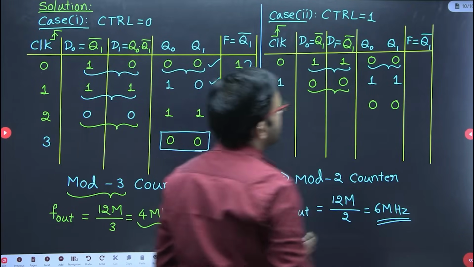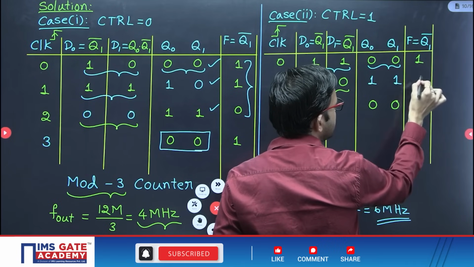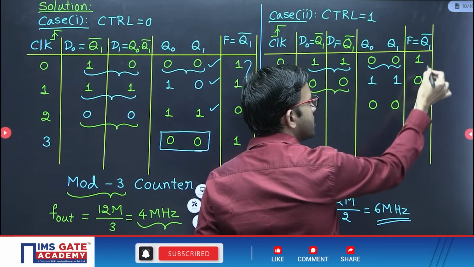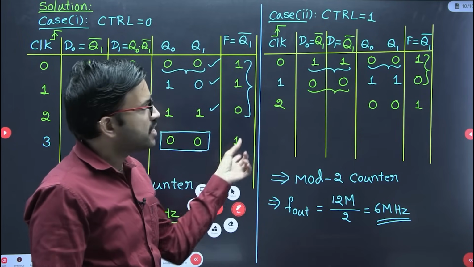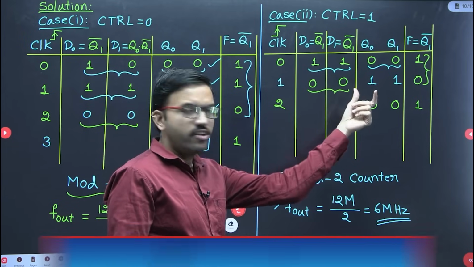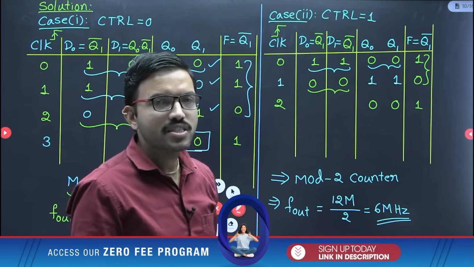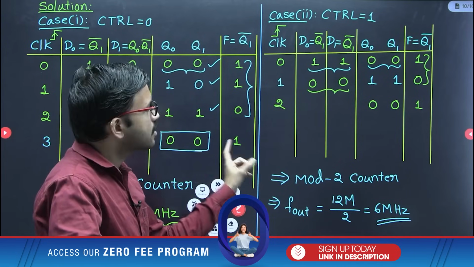Fine. Just for reference, here also I am complementing this one, 1, 0, 1. Here also if you observe, these two states are getting repeated. So that means the time period is going to be 2 times. The time period of the F waveform is going to be 2 times the clock signal time period, or frequency-wise, it is half of the clock signal frequency.